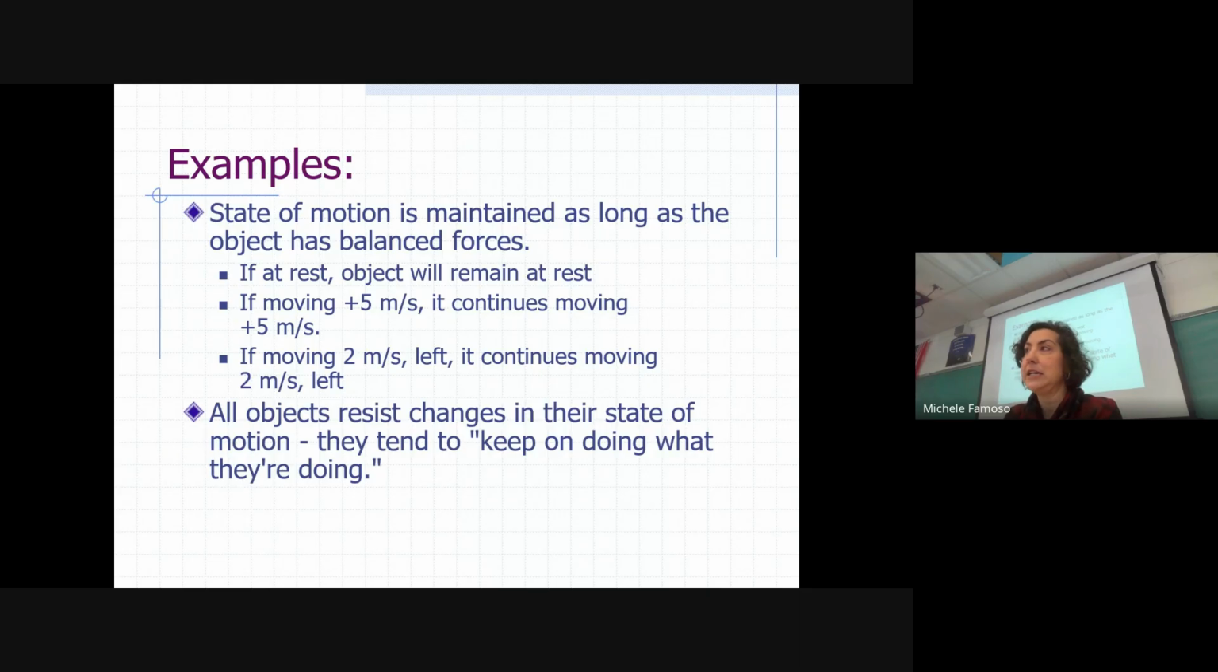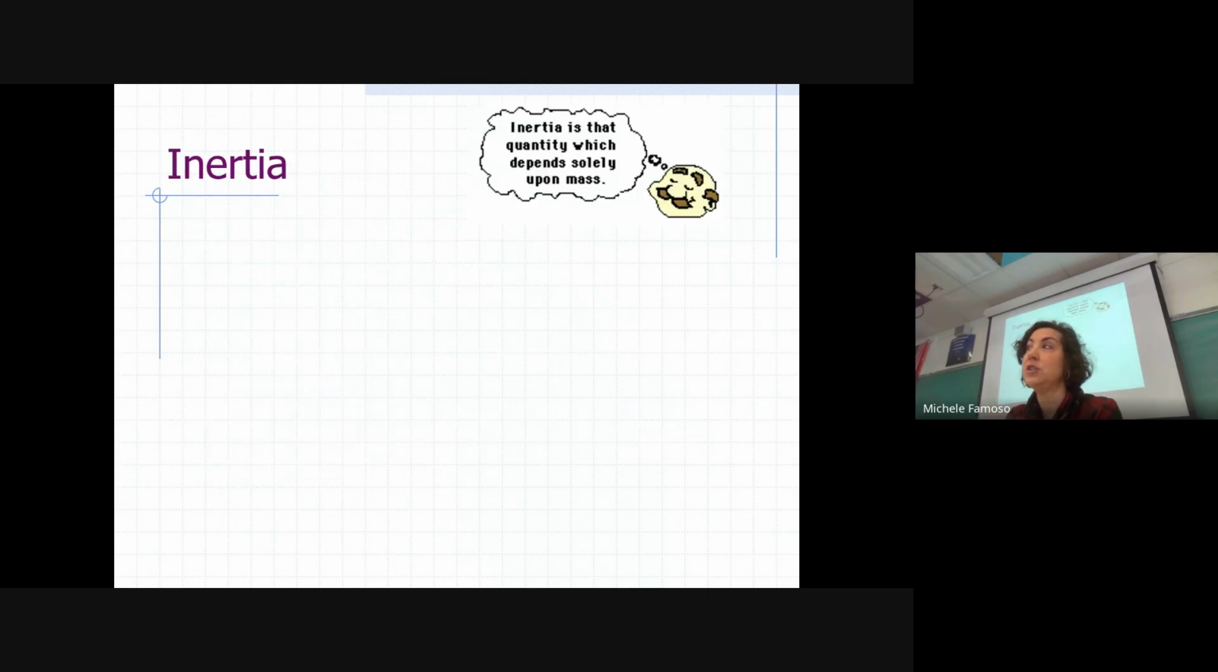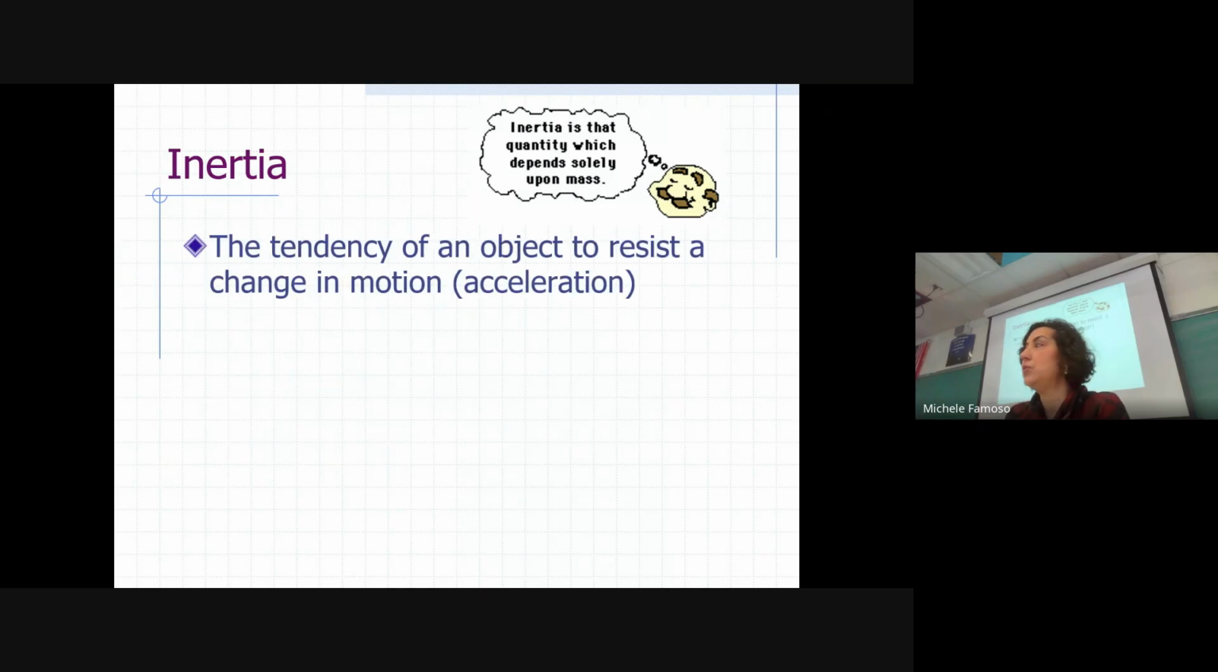Okay, so this idea of objects resisting change to motion is given a fancy term in physics. It's called inertia. Inertia refers to the tendency of objects to resist changes in motion. Remember that a change in motion is also called an acceleration. When your motion changes, you are accelerating, whether you're speeding up, slowing down, or changing direction. So if you resist an acceleration, that's because you have mass.